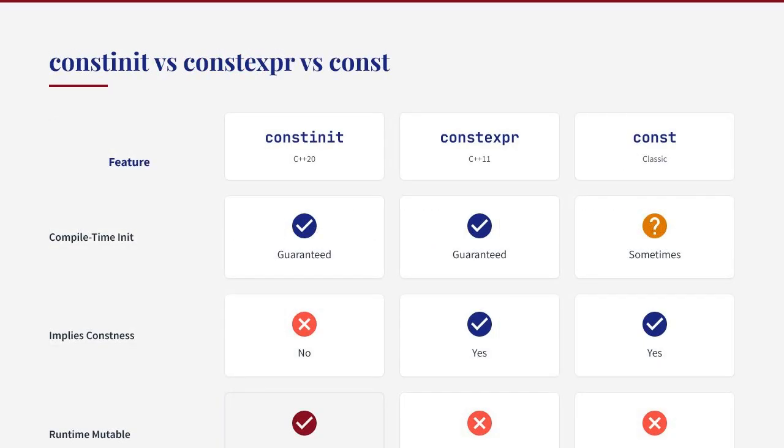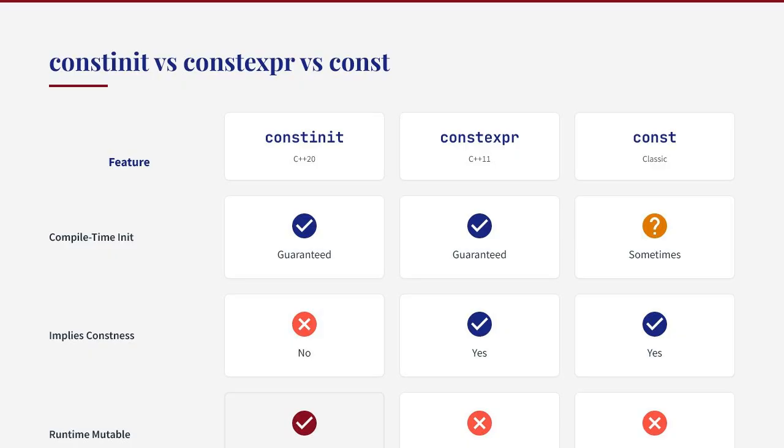This comparison table highlights the key differences between these three specifiers. Notice that constinit guarantees compile time initialization like constexpr, but unlike constexpr, it allows runtime modification. Also important is that constinit variables cannot be used in constant expressions, while constexpr variables can. This makes constinit suitable for different use cases than constexpr.